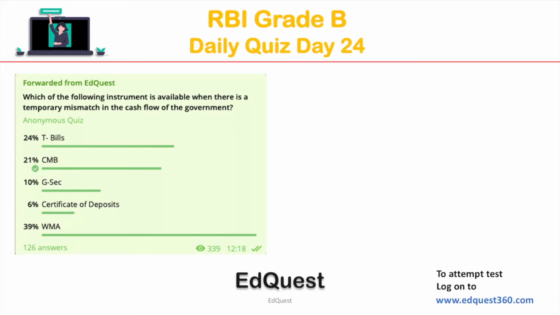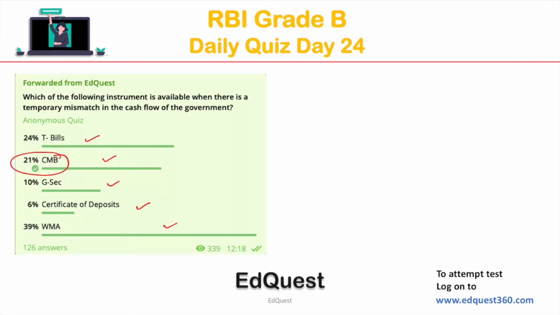The question reads as, which of the following instruments is available when there is a temporary mismatch in the cash flow of the government? The options given are treasury bills, cash management bills, government securities, certificate of deposits, and ways and means advances. The correct answer is cash management bills.